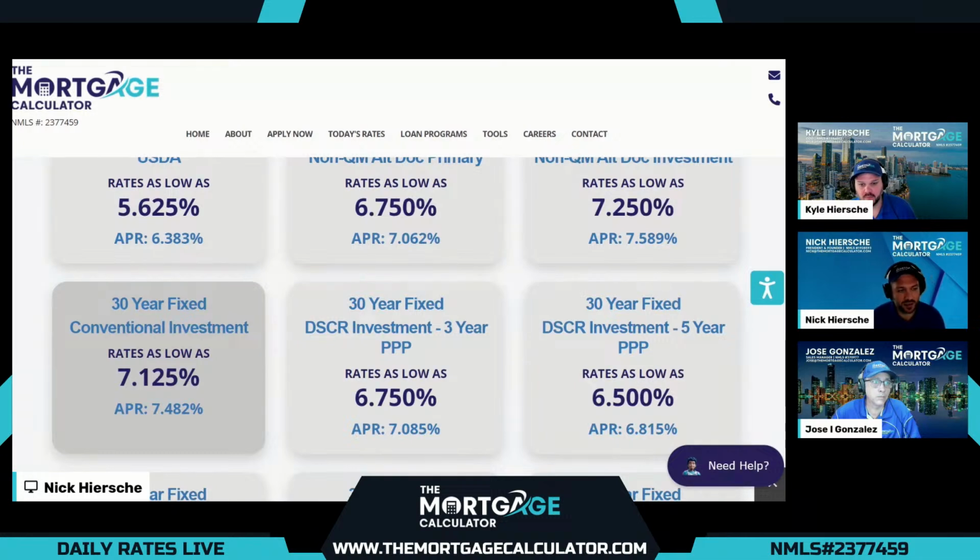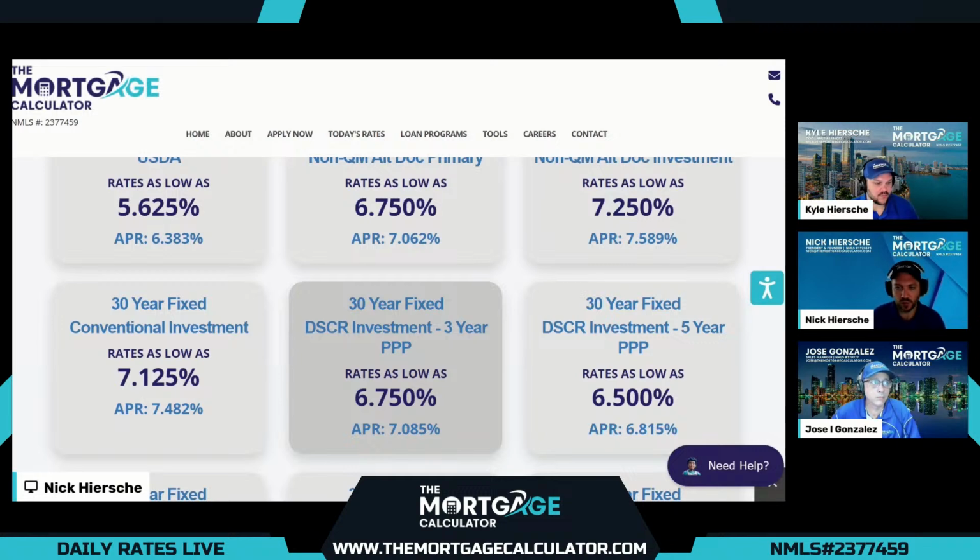First up is the conventional option. Remember, there are no government options, so no USDA, VA, or FHA for an investment property, but we do have our standard conventional option coming in today at 7.125 rate. Final APR 7.482, which is a touch cheaper than the alt doc today, just by a touch. Those flip-flop a little bit, but always recommend our investors check out our favorite programs and absolutely smoke in today with our DSCR rates. DSCR stands for debt service coverage ratio.